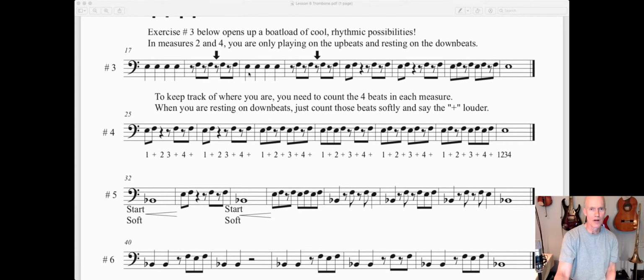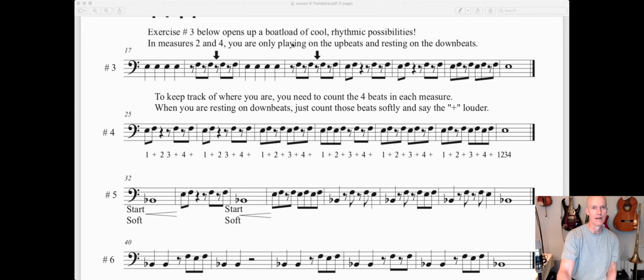4 and 1, 2, 3, 4 and 2 and 3 and 4 and 1 and 2, 3 and 4 and 1 and 2, 3 and 4 and 1 and, let me reposition my mouse, 1 and 2 and 3 and 4 and 1, 2, 3, 4.